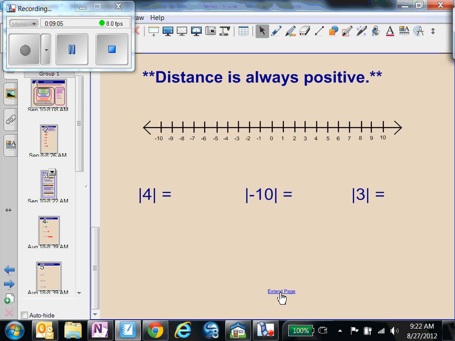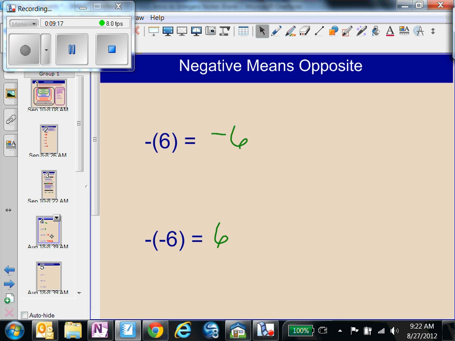So what would be the absolute value of 4? 4. What's the absolute value of -10? What's the absolute value of 3? 3. Good. Always makes it positive. So we've already gone over the next page. Now let's do the following page.